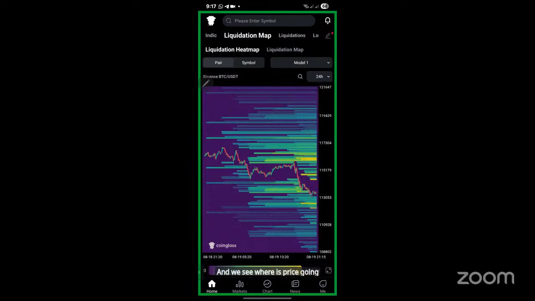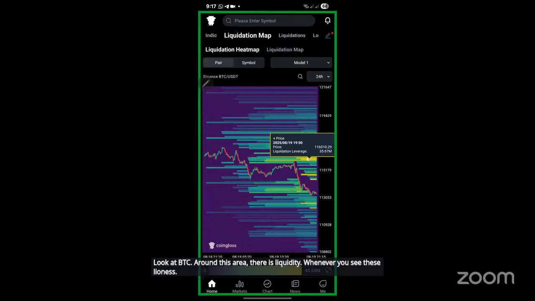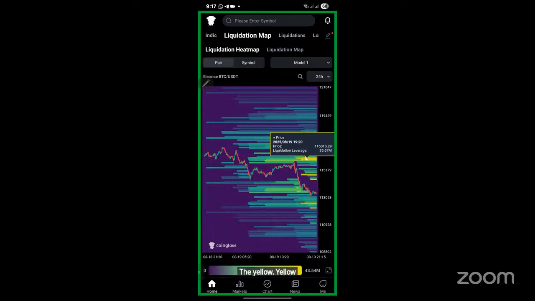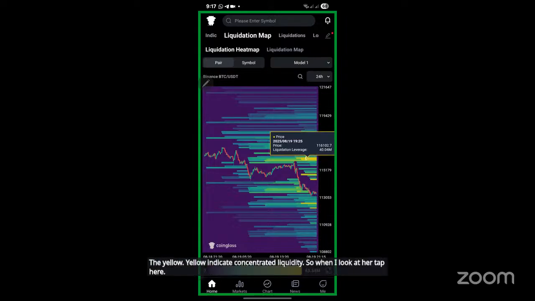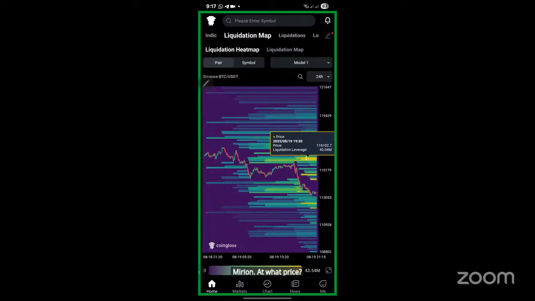Now, when you look at BTC, around this area there is liquidity. Whenever you see these lines, the yellow indicates concentrated liquidity. So when I tap here, there is 40.04 million. At what price? That price is at 116,000. There is a lot of liquidity on BTC.